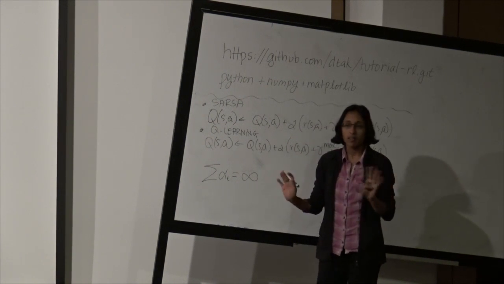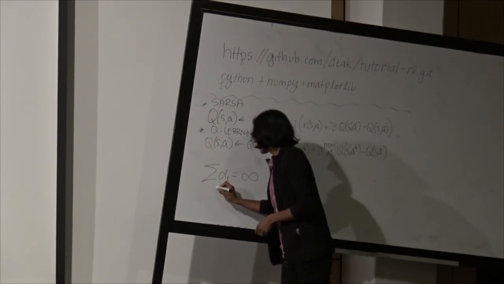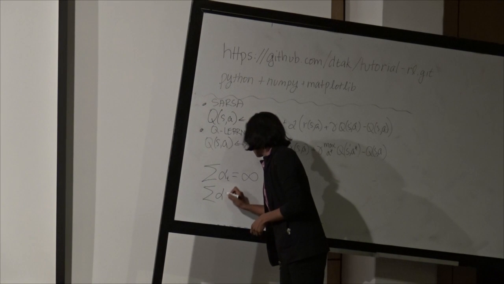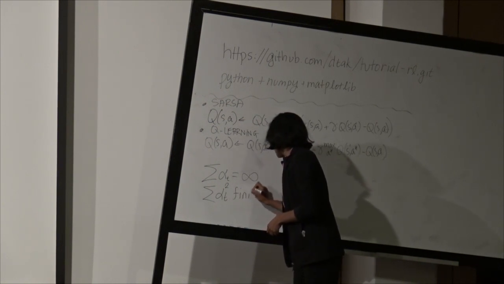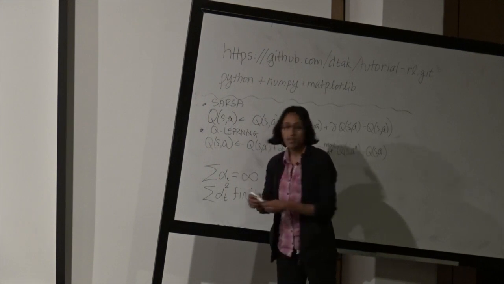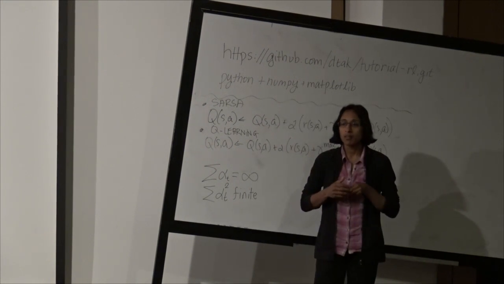This is just straight up from optimization. And then we want the squares to be finite. That's saying that at some point we want to stop moving, essentially.